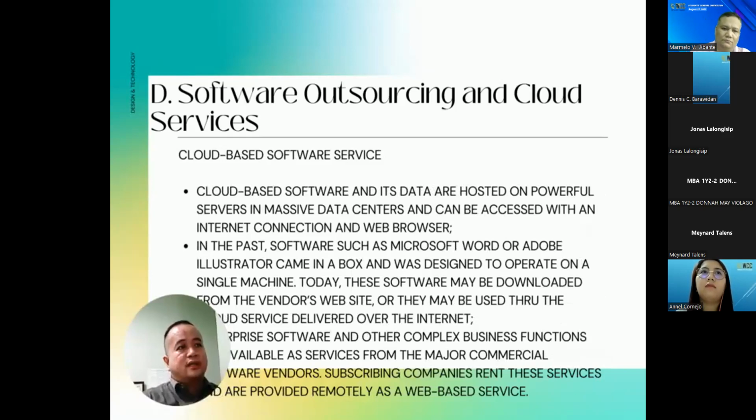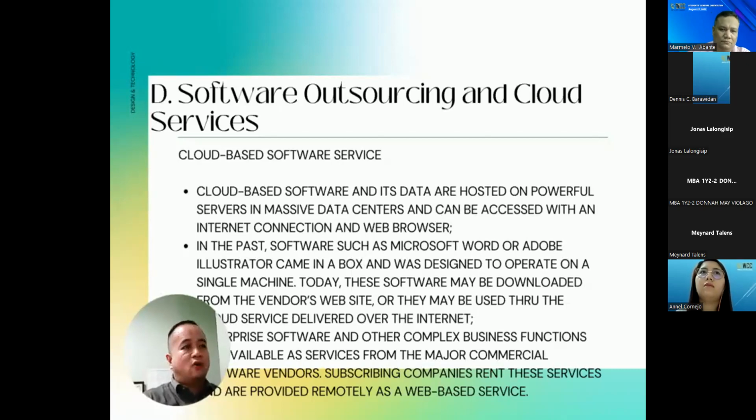Cloud-based software and its data are hosted on powerful servers in massive data centers and can be accessed with an internet connection and web browser. In the past, software such as Microsoft Word or Adobe Illustrator came in a box and was designed to operate on a single machine. Today, this same software may be downloaded from the vendor's website, or it may be used through a cloud service delivered over the internet.